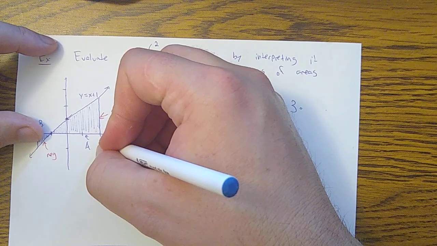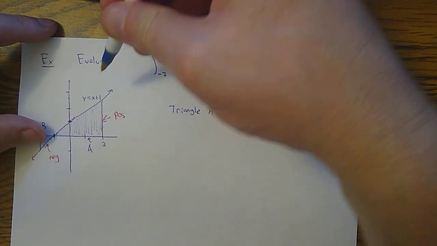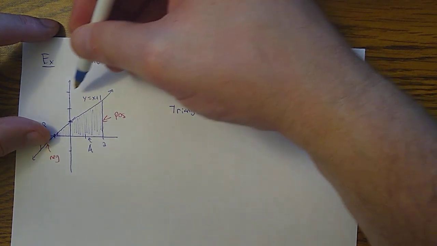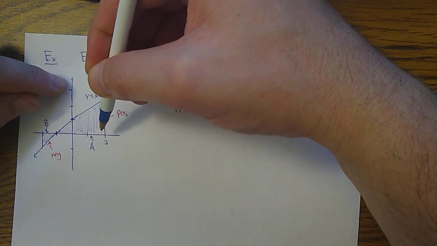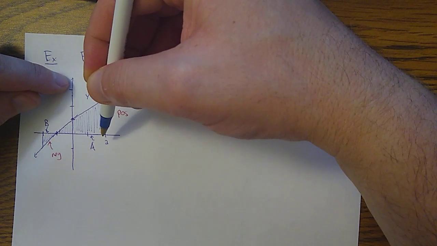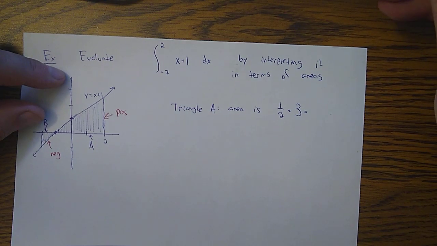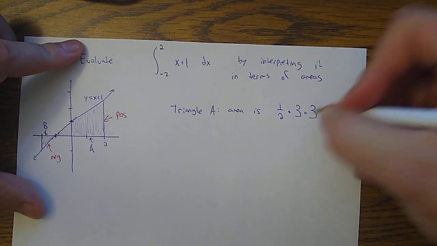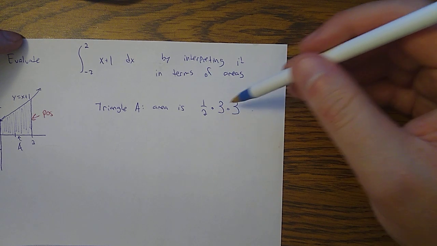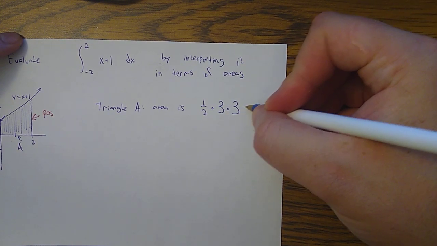The height of this triangle would also be 3. Of course, this is where you have to not trust my picture. To get the height of this triangle, I would plug in x equals 2, and that would give me a y-coordinate of 3. So the base is 3, the height is also 3, so I get 9/2.